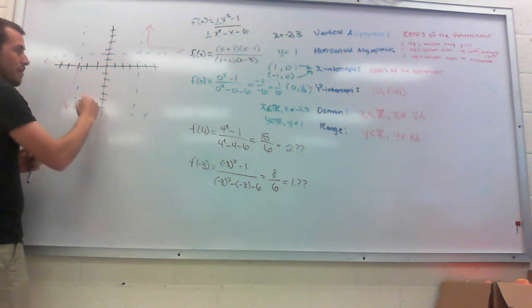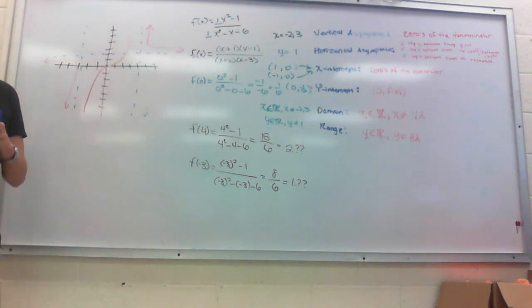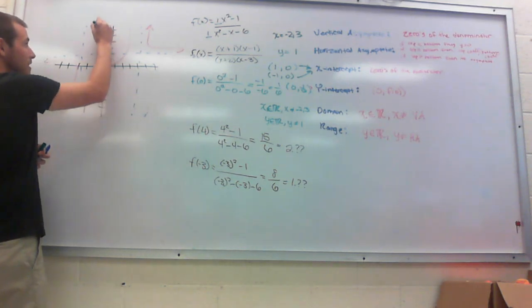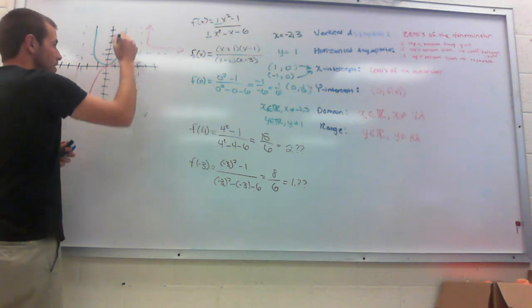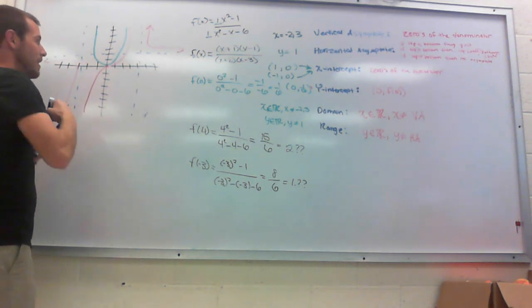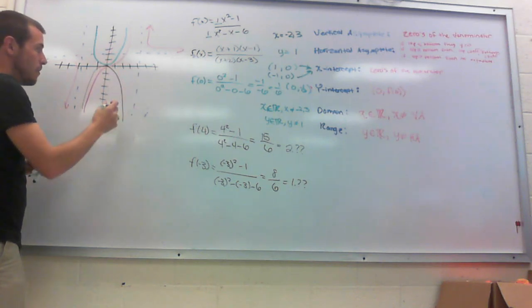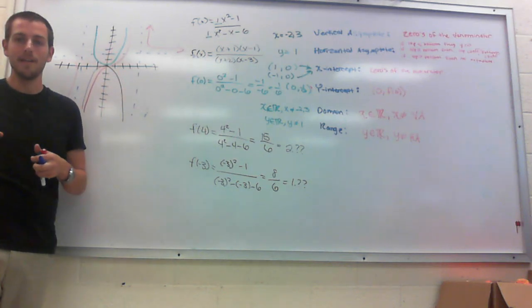So I'm going to draw all the possibilities. It could look like this. It could look like this. Or it could look like this. Those are the three possibilities of what can happen inside.